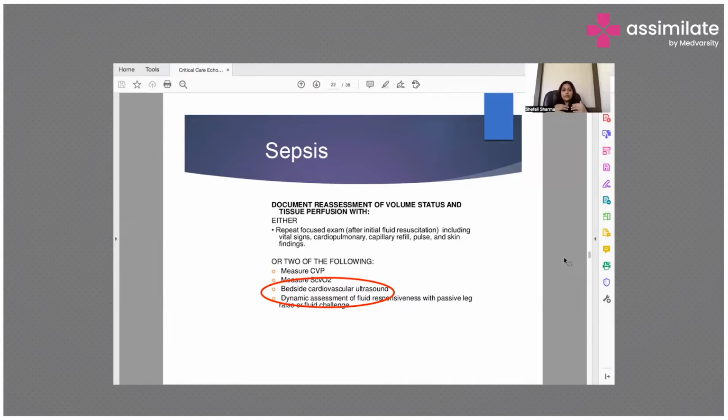Now, these two, the echo and the dynamic assessment of fluid responsiveness, are non-invasive techniques. CVP and ScvO2 are invasive techniques. So definitely, reliance on these two non-invasive methods can be done.